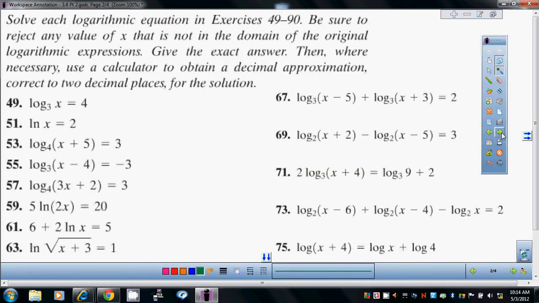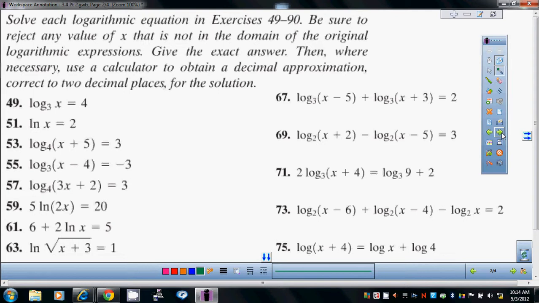Actually, there's really just one slide, but there's one problem that wouldn't fit on here. It's on the next slide. Okay, so. Yeah. Probably not. Yes, this is 3.4 part 2. Okay.